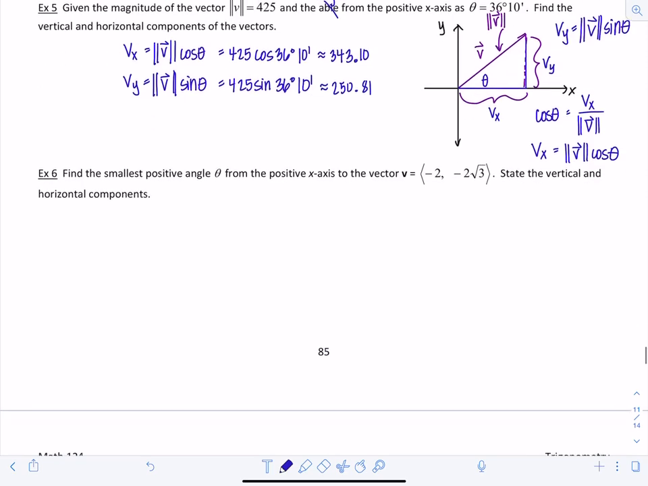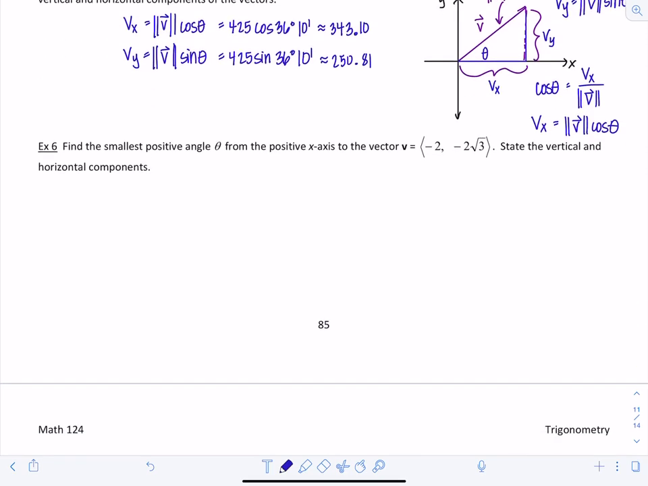Good. Next example, find the smallest positive angle theta from the positive x-axis to the vector V with components -2 and -2 rad 3. State the vertical and horizontal components. Okay. Well, what quadrant is this vector's terminal side in? Let's think about it. So notice both the x and y components are negative. So this is in quadrant 3, right?